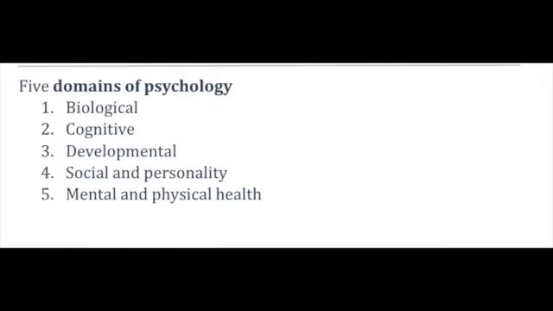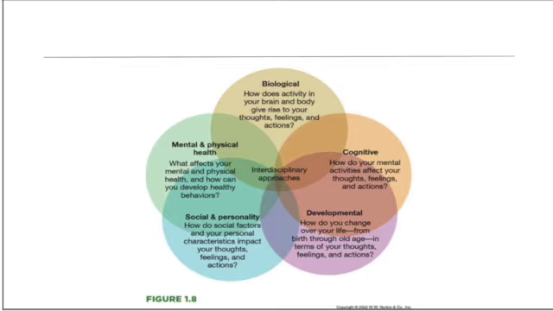Okay, so in chapter one, we have the five domains of psychology. They are biological, cognitive, developmental, social and personality, and mental and physical health. So these are what they all mean.